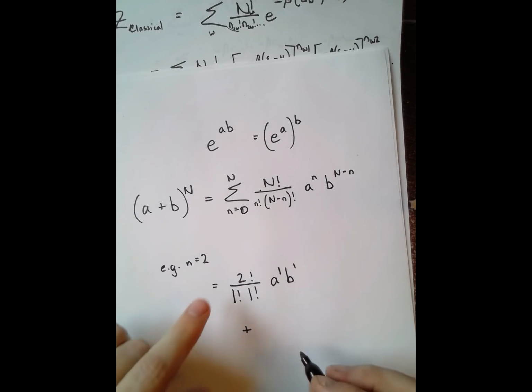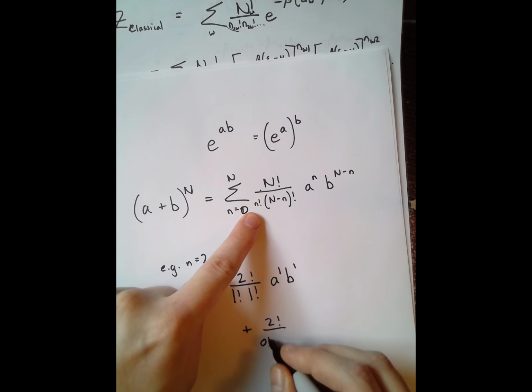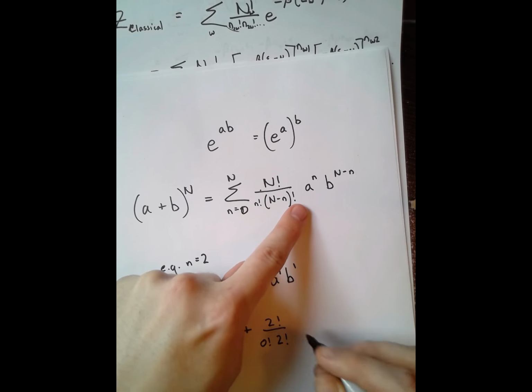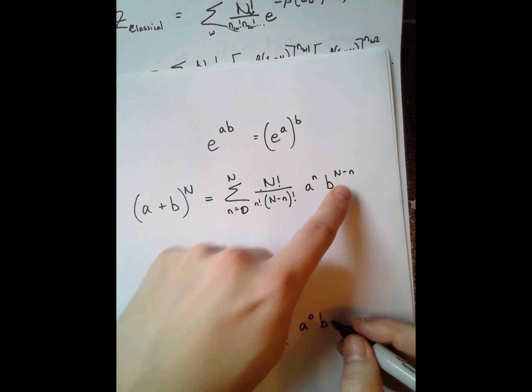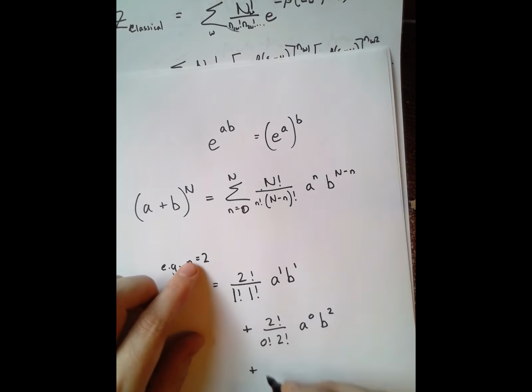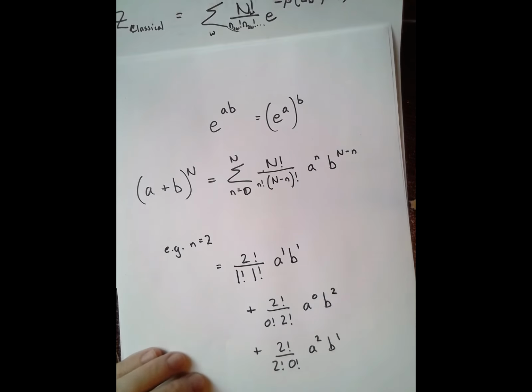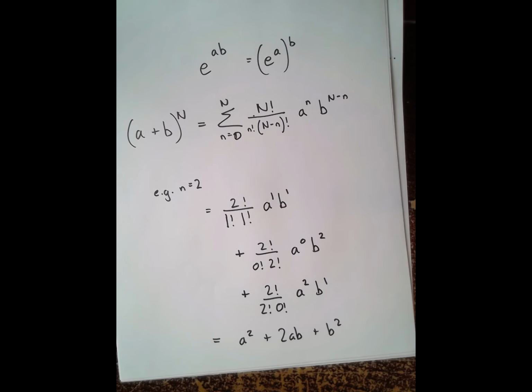Plus the 0 term is 2 factorial over 0 factorial, 2 factorial times a to the 0, b to the n minus 0, 2 minus 0 is 2. And similarly, when n is equal to big N, you've got 2 factorial over 2 factorial, 0 factorial, a to the 2, b to the 1. So in other words, you get a squared plus 2ab plus b squared, which you knew ahead of time.